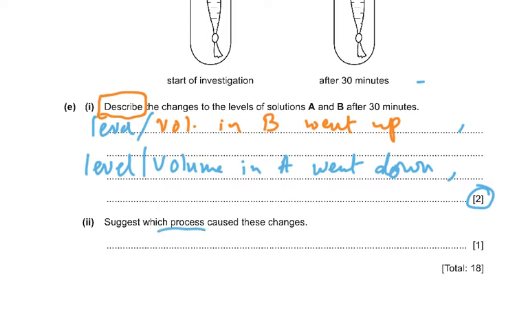Suggest which process. Now, here comes biology, and the only answer was osmosis. That's it. You couldn't have written anything else. There was no other answer which was valid. So if you wrote osmosis, you just wrote osmosis, you got a mark. Suggest which process: you don't have to say the process is osmosis. You just said osmosis and you got a mark.